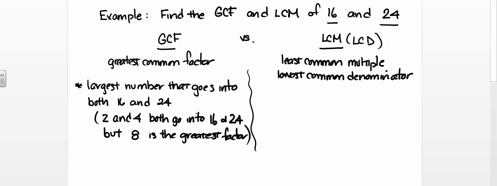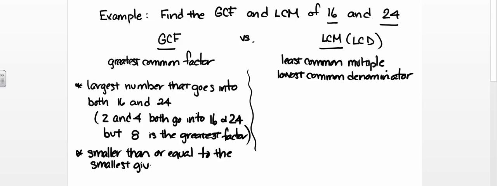Okay, so we have to think about the largest number, the largest factor that goes into both numbers. And as a sanity check, that number is always going to be smaller than or equal to the smallest given number. When you're asked to find a greatest common factor, it might be to simplify fractions, or factor polynomials, which we'll do later on. So that's when you're going to be looking for the greatest common factor.